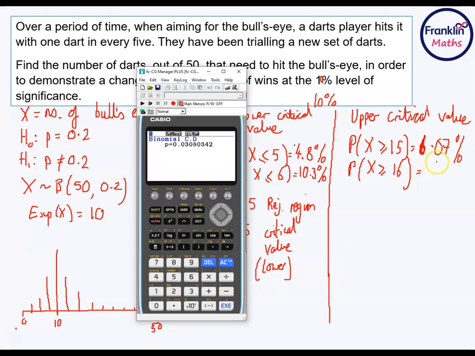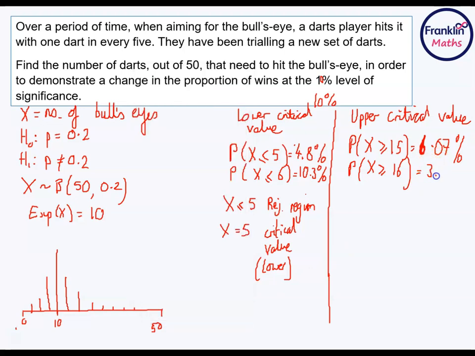Which is 3.08%. So in this case here, x is greater than 16 is the rejection region, and x equals 16 is the critical value.